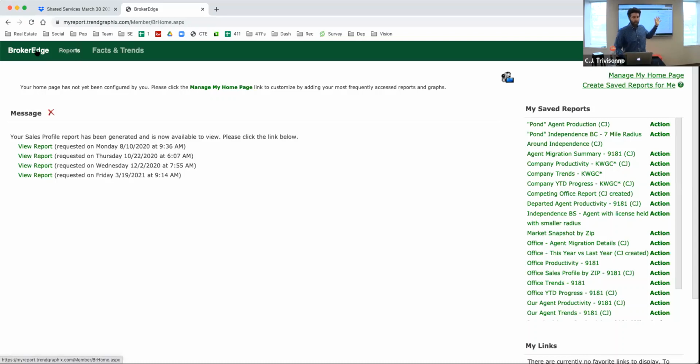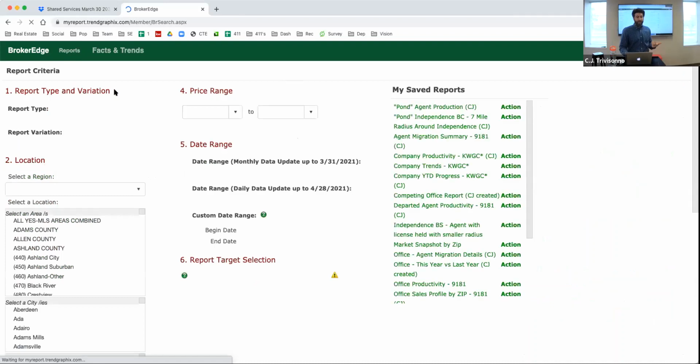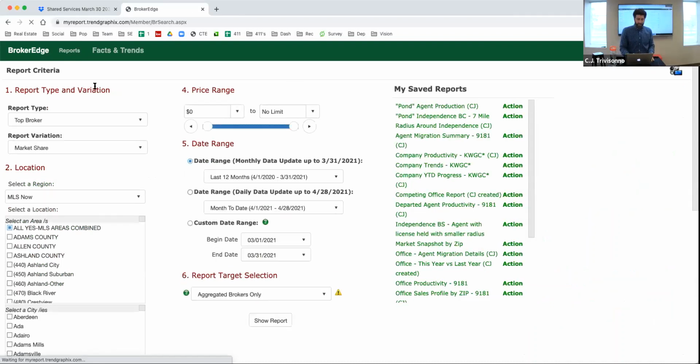So this is the main home screen once you log in. If you see up in the top left where it says brokerage reports and facts and trends, it's confusing. I don't know why they have it broken out this way, but it is what it is. So we're going to click in this reports first. I don't know if you guys want to take notes or what the best way to go about it is for you.